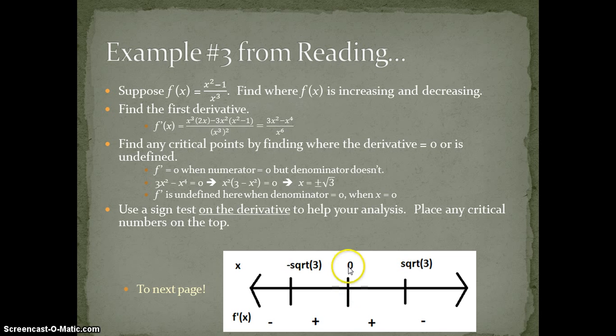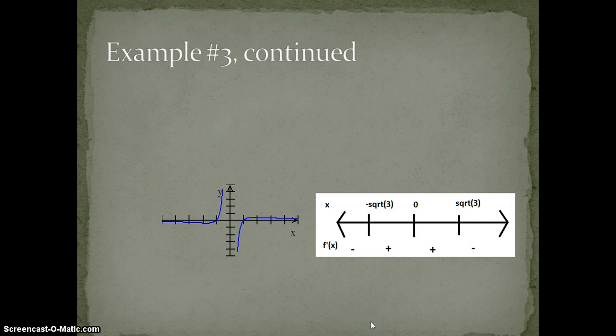Notice what we've got going on at 0. At 0, we don't have a sign change in our derivative. And the reason for this has to do with the multiplicity of our roots. If we were to factor out an x squared and cancel, we would still get an x to the 4th in our denominator. That x to the 4th is an even power, right, which indicates to us that we are not going to be changing our sign around x equals 0. And we'll see why on the next slide.